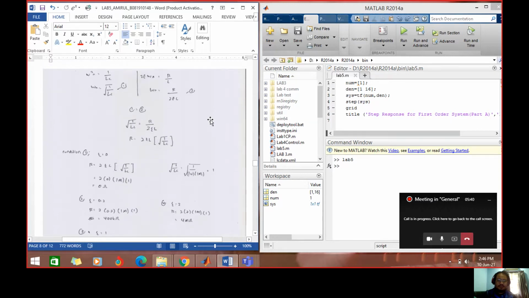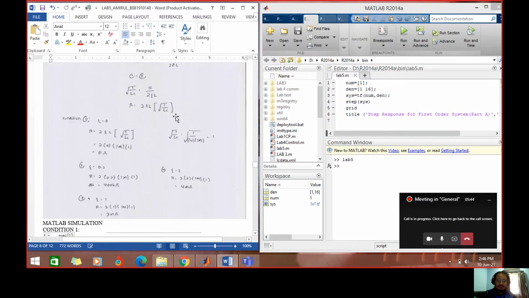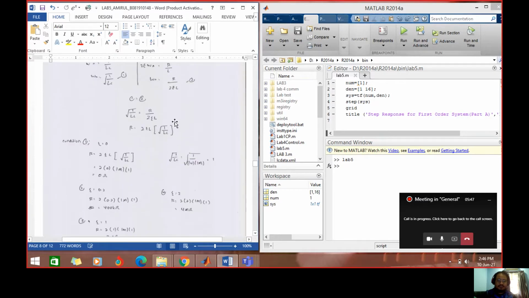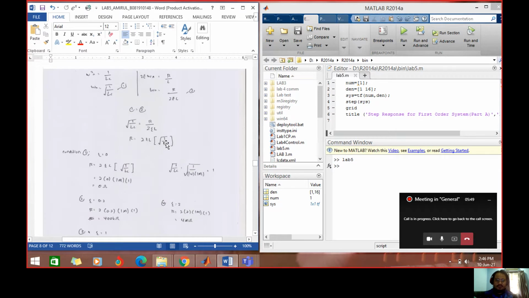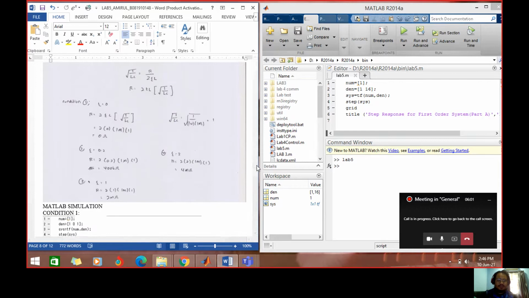To get the value of R, we use this equation, which is R equal to 2 damping ratio L over square root of 1 over LC. For condition 1, the value of damping ratio is 0. So the value of R will be 0.